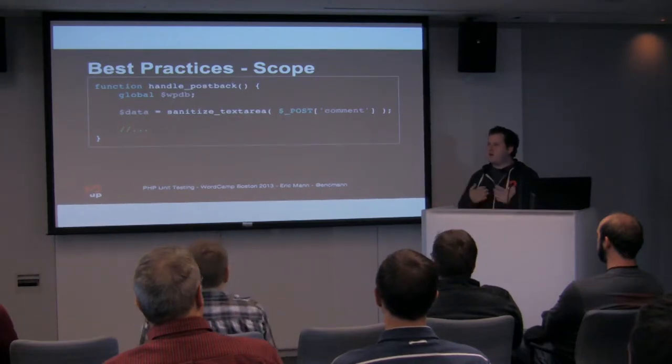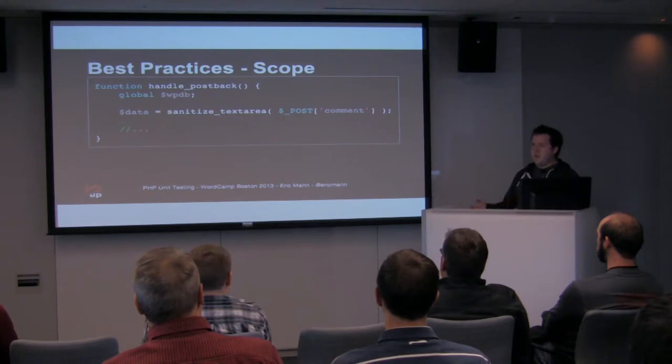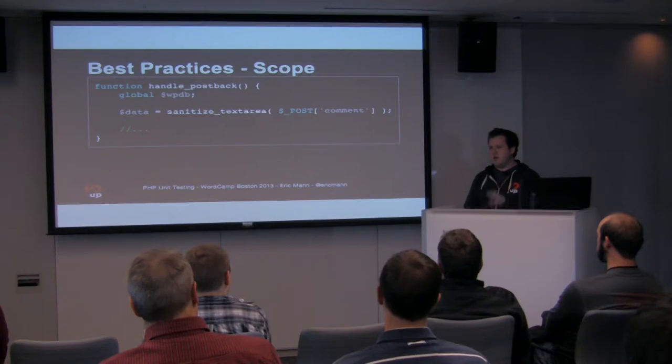If you're on a regular WordPress page, you have the loop, which has the single WP query object. Well, I might be using global WP query and then assigning my own WP query. I've now broken the site for everybody else. Every other piece of code is going to fire after my piece of code.